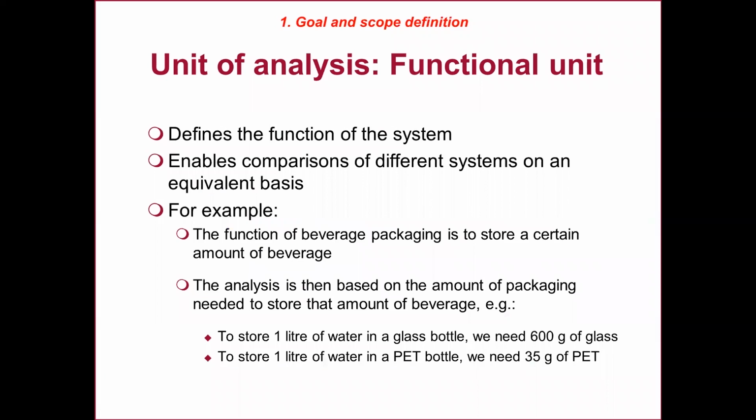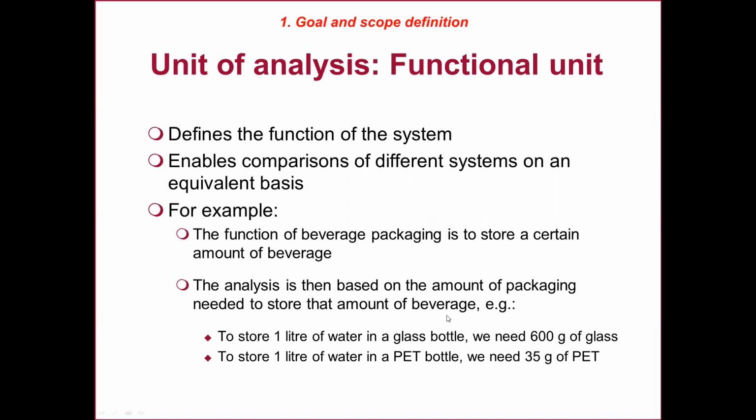Next in the goal and scope is the requirement of the unit of analysis, or functional unit as we call it. It basically defines the function of the system, and it allows us to make comparisons on an equivalent basis. Generally we could take analysis per kilogram of mass of any product, or if we are looking at energy, then it could be on a per megajoule basis. But often for complex products, these units may not be good for comparison on an equivalent basis.